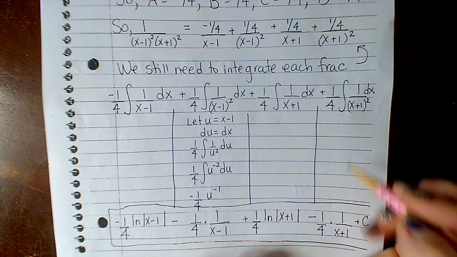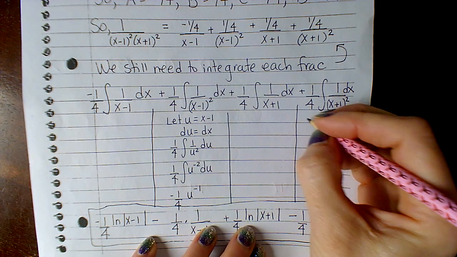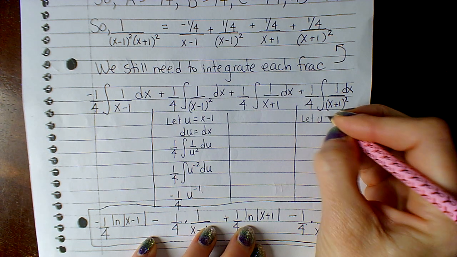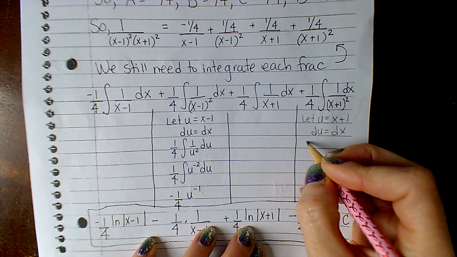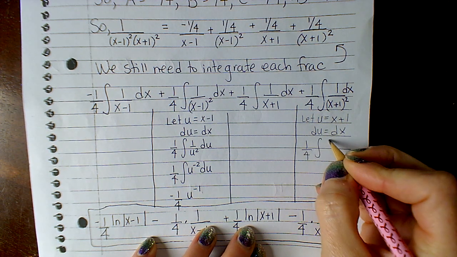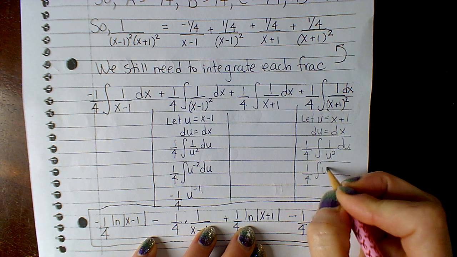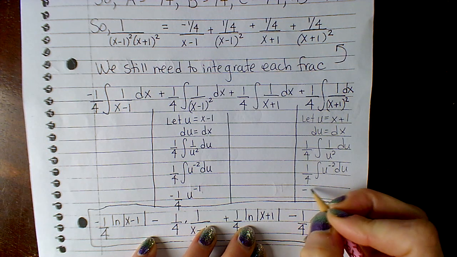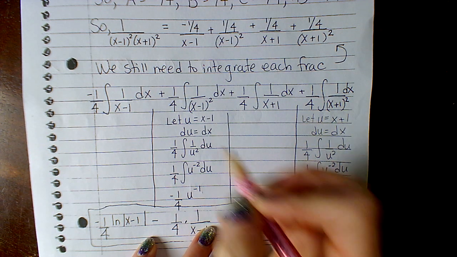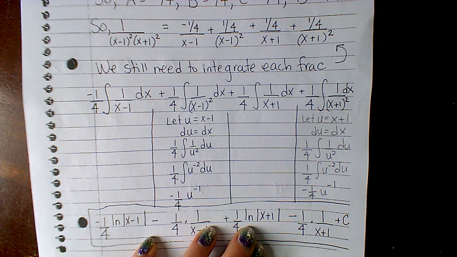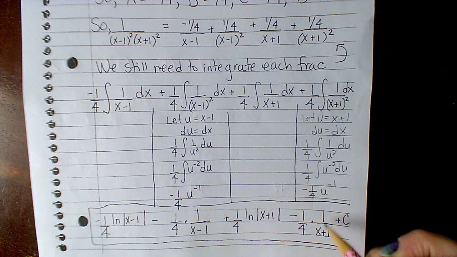Now over here, you may be wondering how I did this one. It's the exact same thing. I just didn't write it, because u is going to be x plus 1, and then du is dx. So we're going to have 1/4 the integral of 1 over u squared du, which is u to the negative 2, and that'll again be negative 1/4 u to the negative 1. Exact same kind of substitution there. That's why I just didn't write it again. My u is just going to be x plus 1 this time.